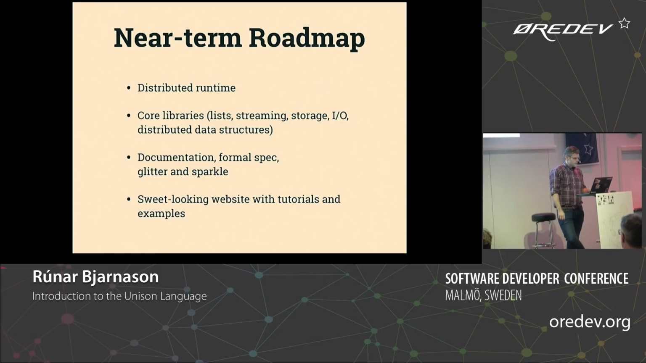Okay, so in the near term, we're hoping to implement the actual distributed runtime. That's not done. We need to add core libraries. There are basically no libraries yet. We need to add libraries for lists. Well, we have a bunch of things for lists, and a bunch of things for streaming, but we need to add more. We need things for storage and I/O. We need distributed data structures. And somebody needs to write those. So if you want to contribute, then you could potentially have a huge impact on this ecosystem. We need documentation. We need a formal specification, because we're still sort of making things fit. We need glitter and sparkle, obviously.